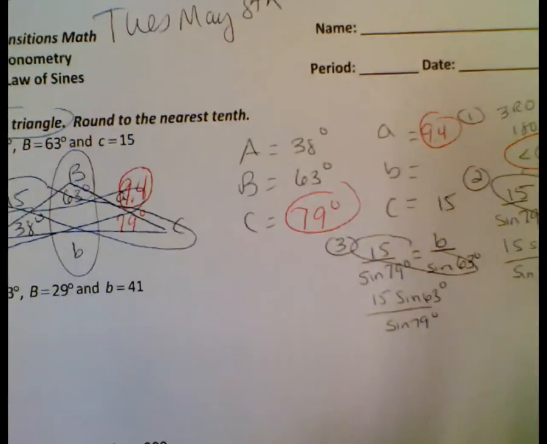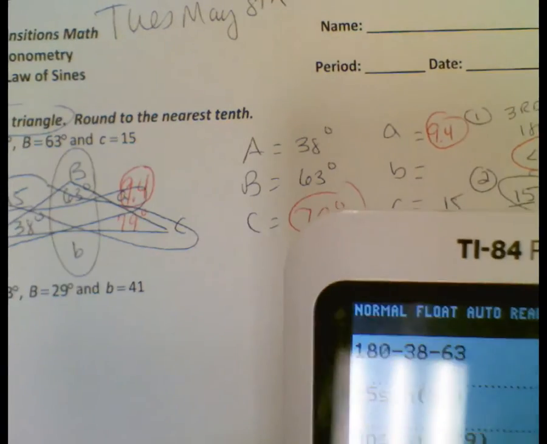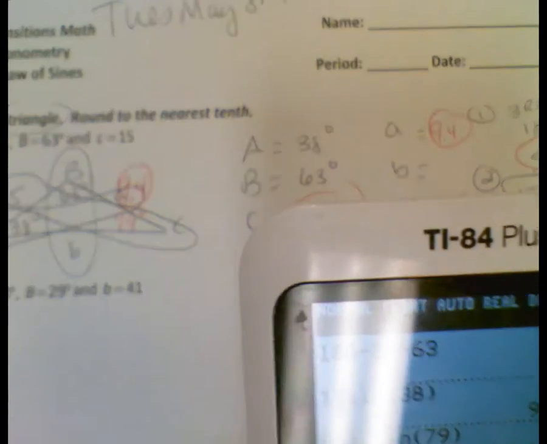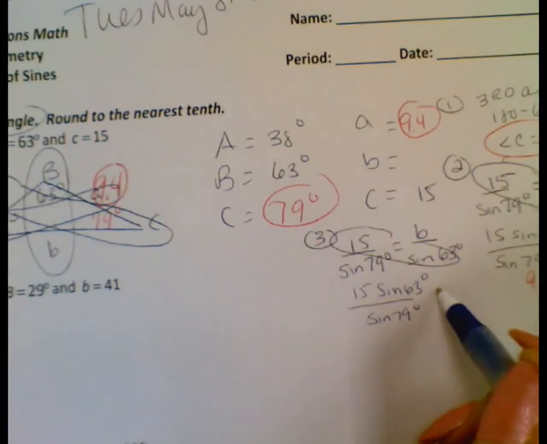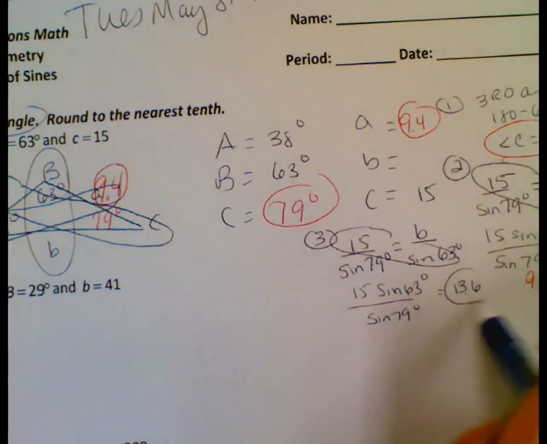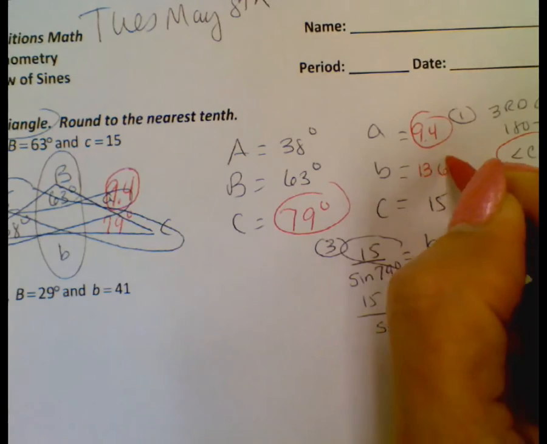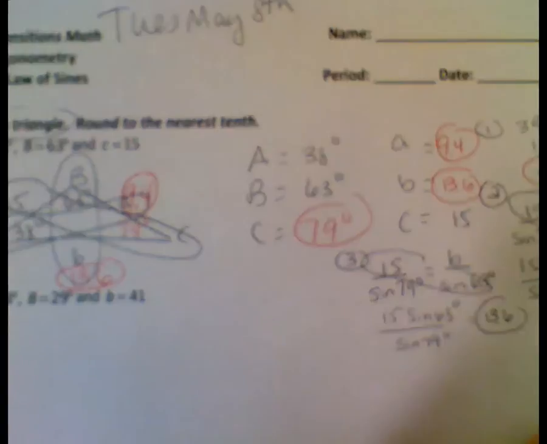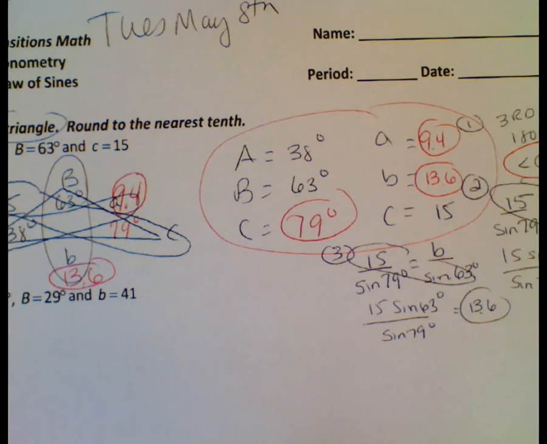So basically it's the same thing you just pressed on the last one, except we changed the angle. So it's 15 sine of 63, close that parenthesis, press equals, divided by sine 79 for 13.6. And that is B. So this is 13.6. You can either put it in the triangle down here or make like a little chart over here that shows you all your answers.